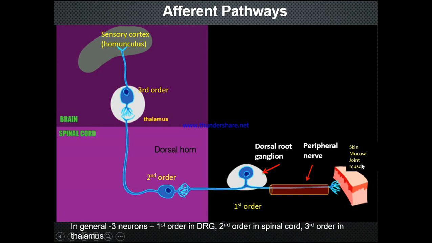If we think of the skin, the mucosa, the joint muscles, we have this peripheral nerve, this myelinated peripheral nerve, and we have our dorsal root ganglion, which is going to be our first order neuron. The second order neuron that we're going to come into contact with is going to be within the dorsal horn. Then as we track up via the thalamus, we have our third order neuron, and of course this is going to communicate with our sensory cortex and homunculus.